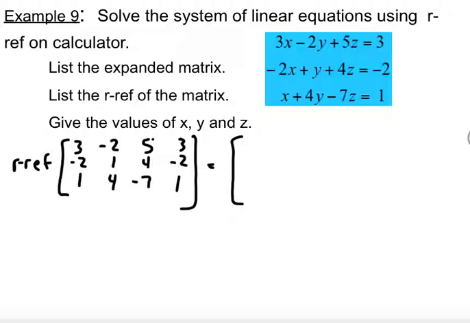So you're going to write all this out. So that's what this part here is. I just did that. And now I'm doing the second part over here. So the RREF of that matrix, I'm going to put in my calculator, and then I'm going to list out what that matrix looks like on my calculator.